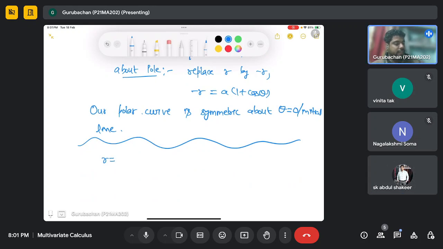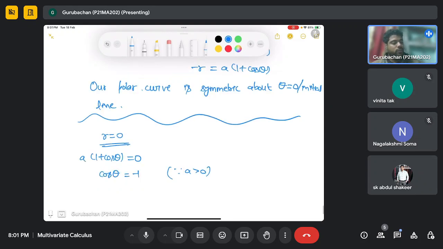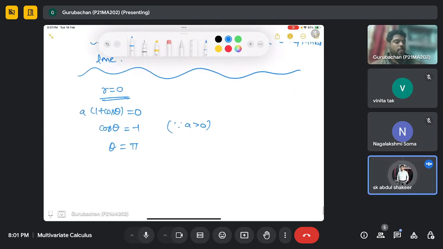To check the intersection point, or if I emphasize it in this way, we need to check where this touches the pole. Pole means r equal to 0. That means a into 1 plus cos theta will be equal to 0. That means cos theta is equal to minus 1, because a is strictly greater than 0. Cos theta equal to minus 1 means theta equal to pi.